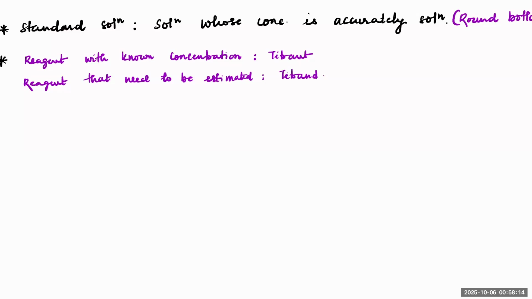So what is the procedure in titration? During titration, we are basically adding titrant to titrand. Correct. This procedure of adding titrant to titrand is what we call titration.